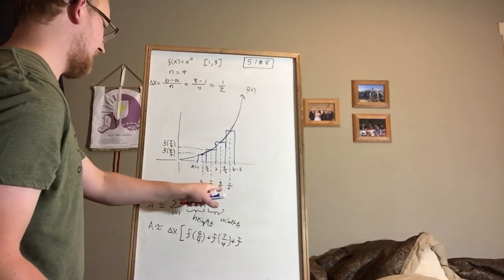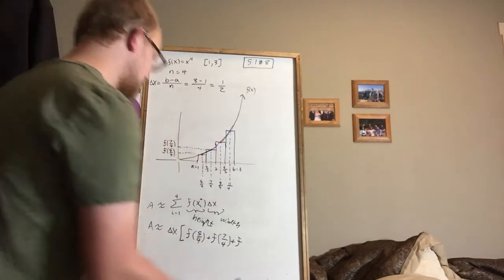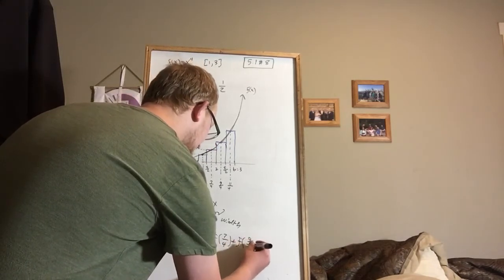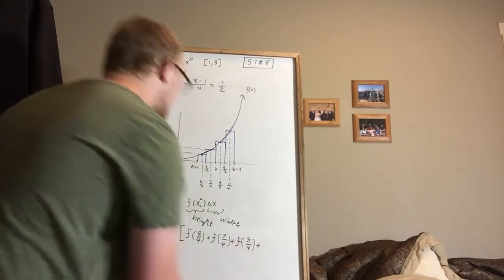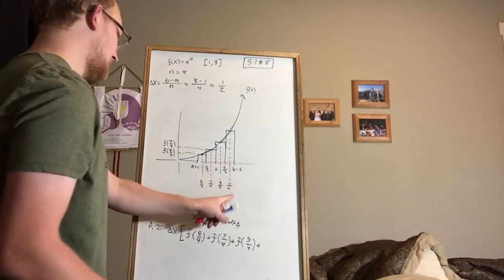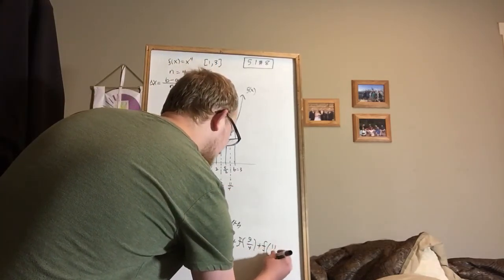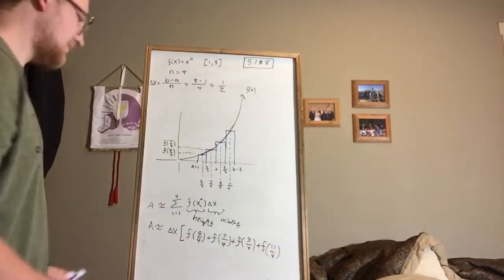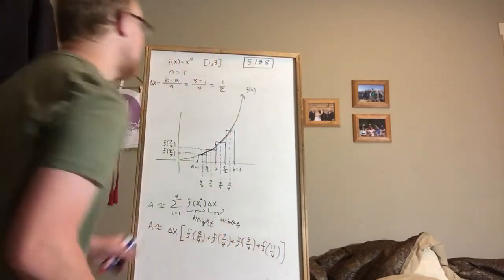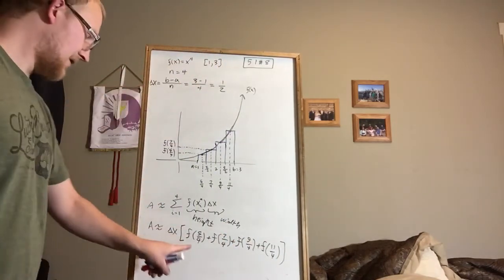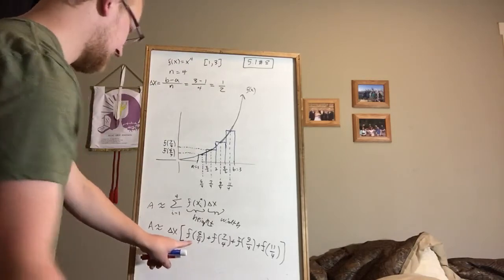The third rectangle height is f of 9/4, and these are just the midpoints, plus the fourth rectangle has height f of 11/4. And we know that our function is x to the 4. So we're going to plug in these.